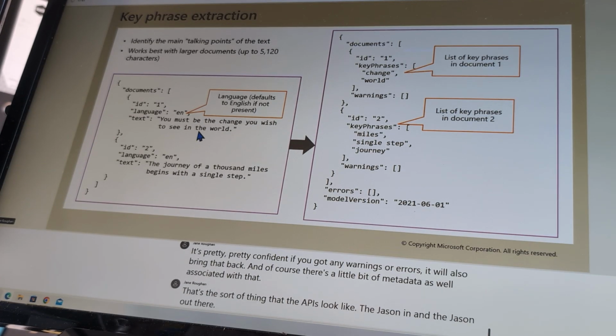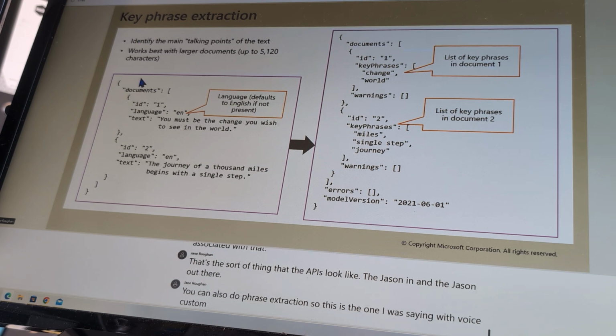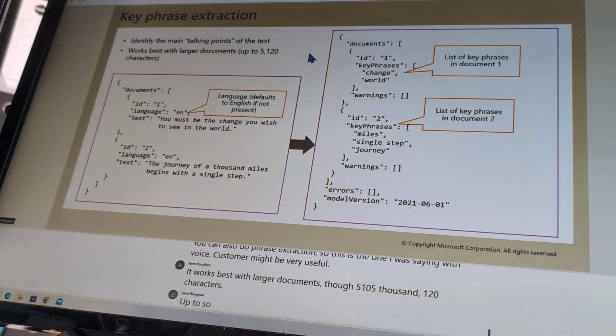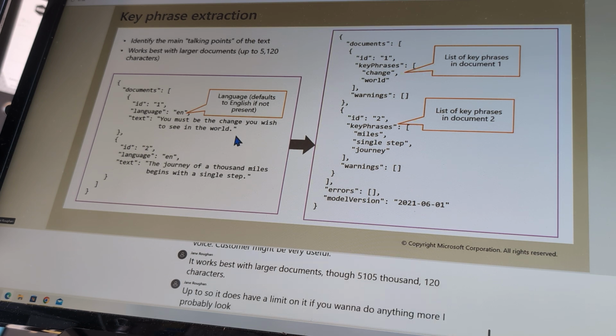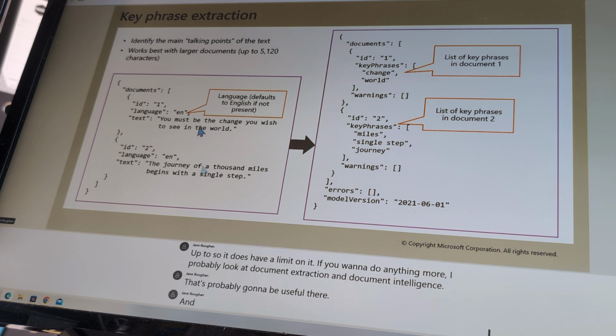You can also do phrase extraction. This is the one I was saying with voice of customer might be very useful. It works best with larger documents, though, up to 5,120 characters. So it does have a limit on it. If you want to do anything more, I'd probably look at document extraction and document intelligence. That's probably going to be useful there. And yes, so there's a good example there.